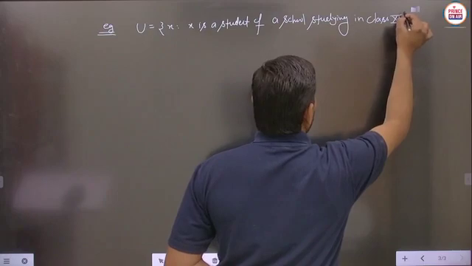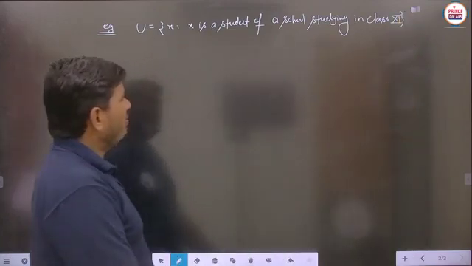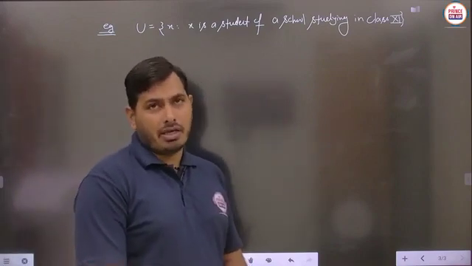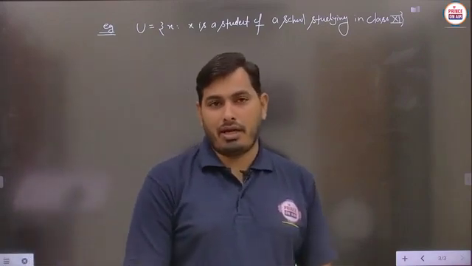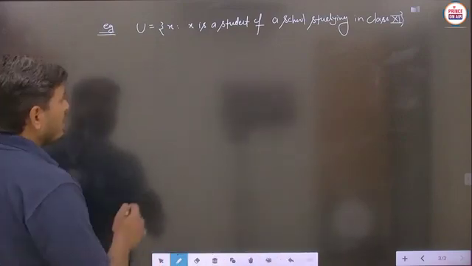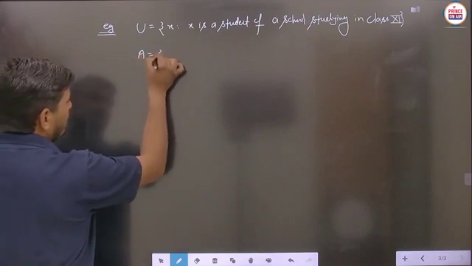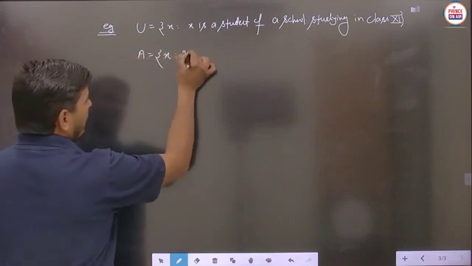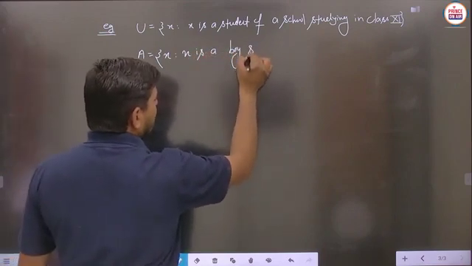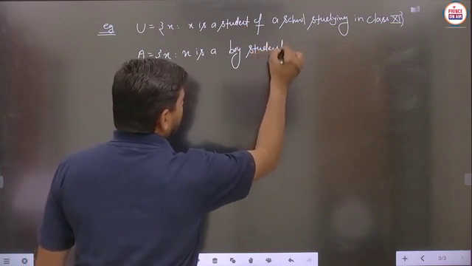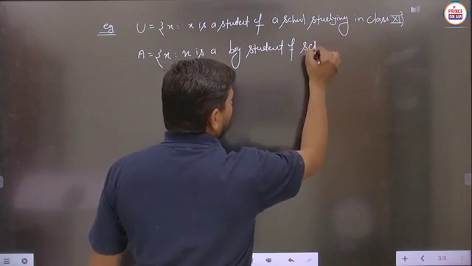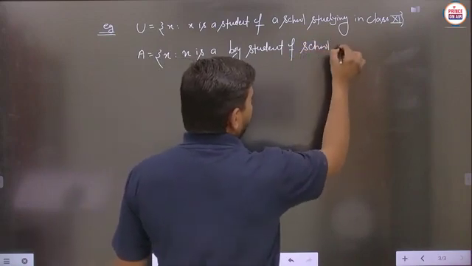Now students, you can see the universal set is given, and x is a student of a school studying in class 11. Suppose there is a school where class 11 students are mentioned in the universal set, and suppose a set A is given here. Then this is x such that x is a boy student of the school studying in class 11th.